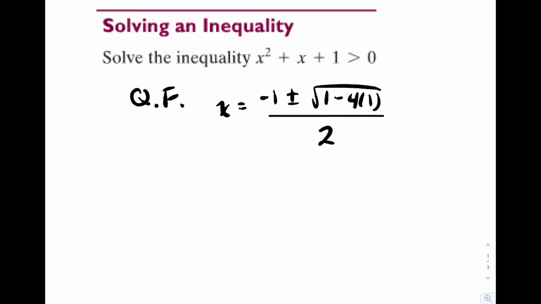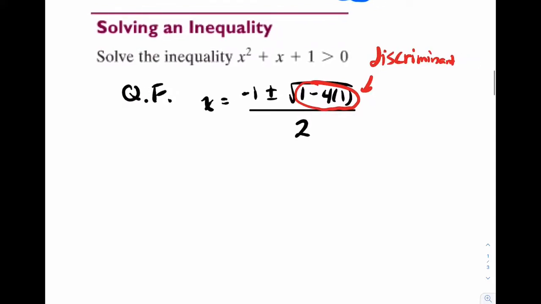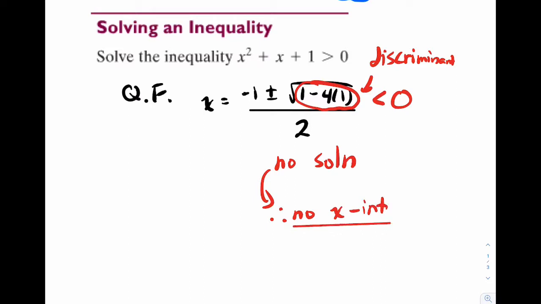all over 2a. What you want to do is notice right here, this part is called the discriminant. And notice how this number is less than 0. That means there's no solution here if I were to solve that. And what that translates to is that there is no x-intercept. So this is what we were looking for.